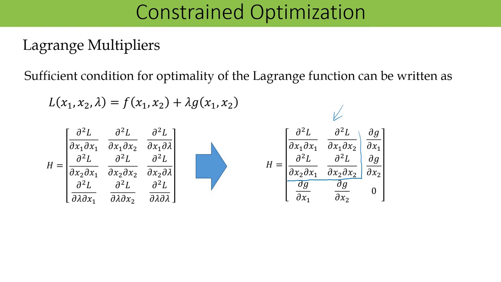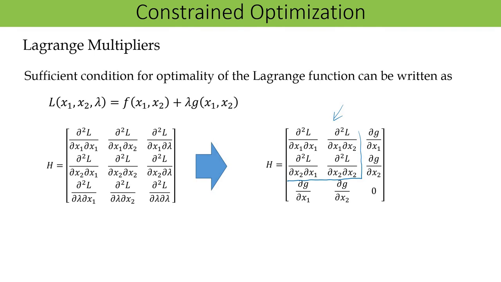If it is positive definite, then whatever solution you are getting is a minima. If it is negative definite, then whatever solution you are getting is a maxima. If it is neither positive definite nor negative definite, then that is a saddle point, which is neither a minima nor a maxima. I think you know that one.